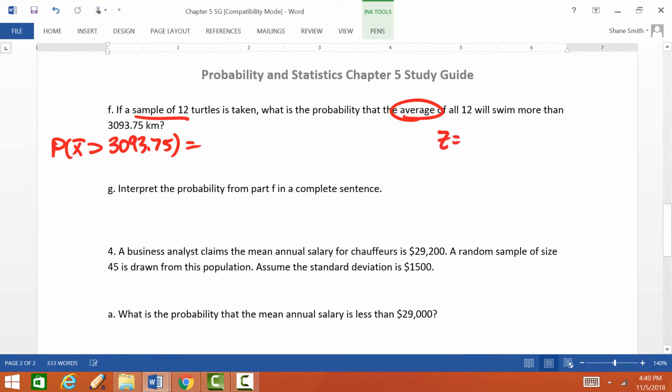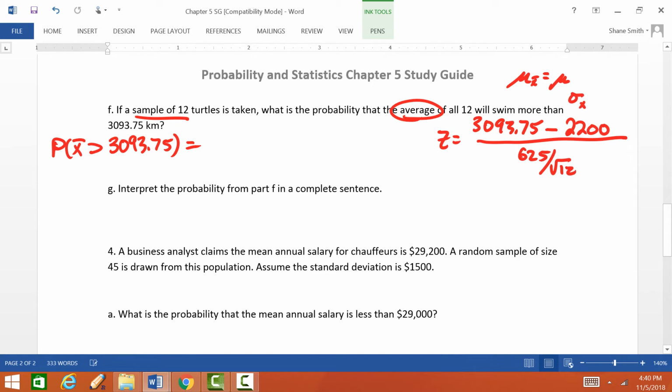So the z-score is going to be the mean, 3,093.75, that we want to find the z-score for, minus, we're still going to subtract 2,200 because the mean of the sample means is equal to the mean, but we're going to divide by 625 divided by the square root of 12. And that's because the standard deviation of the sample means is equal to sigma over the square root of n. So that's what I'm doing here. 625 my standard deviation, but now I'm dividing by square root of 12 because I selected 12 turtles. So when you get the z-score, you should get 4.95.